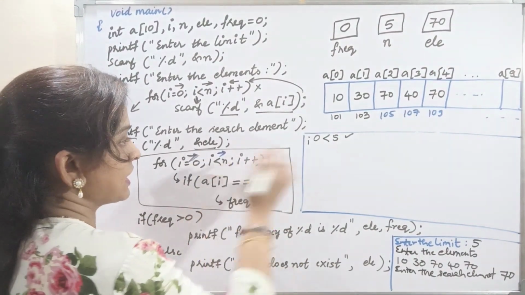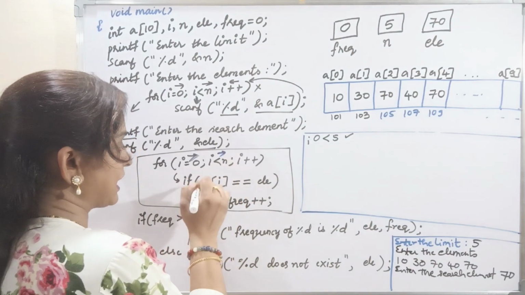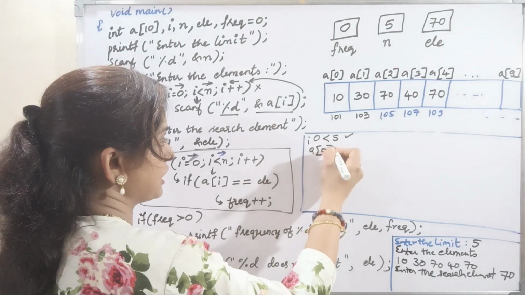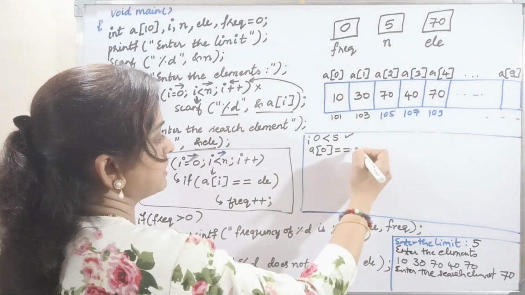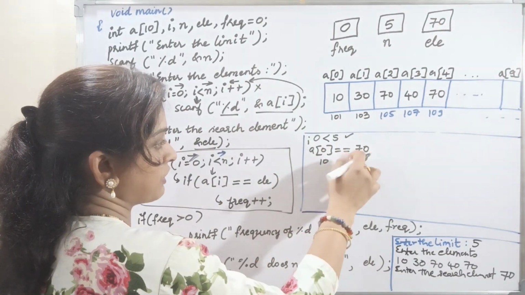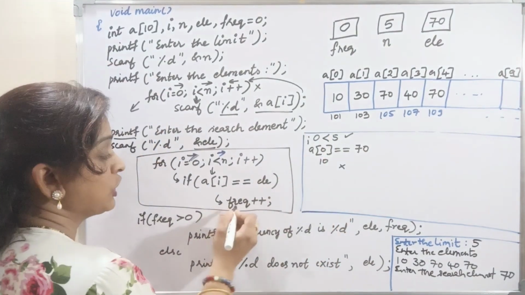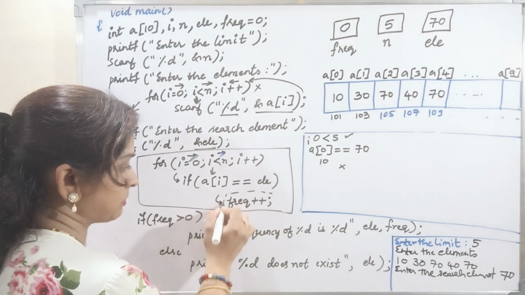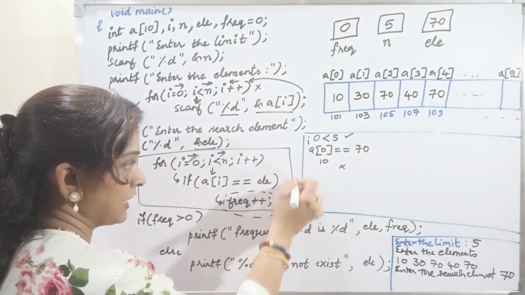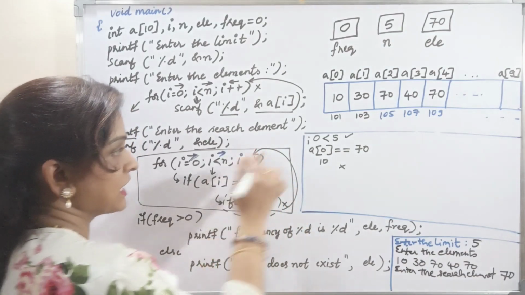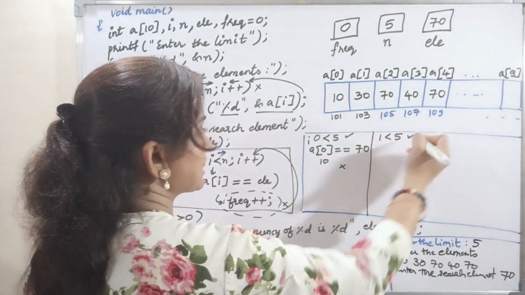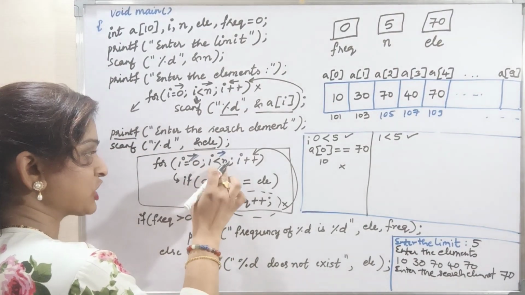So 0 less than n, loop condition is true, get inside, check the if condition: a of I means how much? 0. Equals search element, which is 70. What is a of 0? It is 10. Is 10 equal to 70? No. Condition not satisfied. So this statement frequency plus plus will not be executed. It is going to skip that. Then take a loop back. I gets increased. I becomes how much? I becomes 1. 1 less than 5? Yes, condition true. Again the loop condition is true.